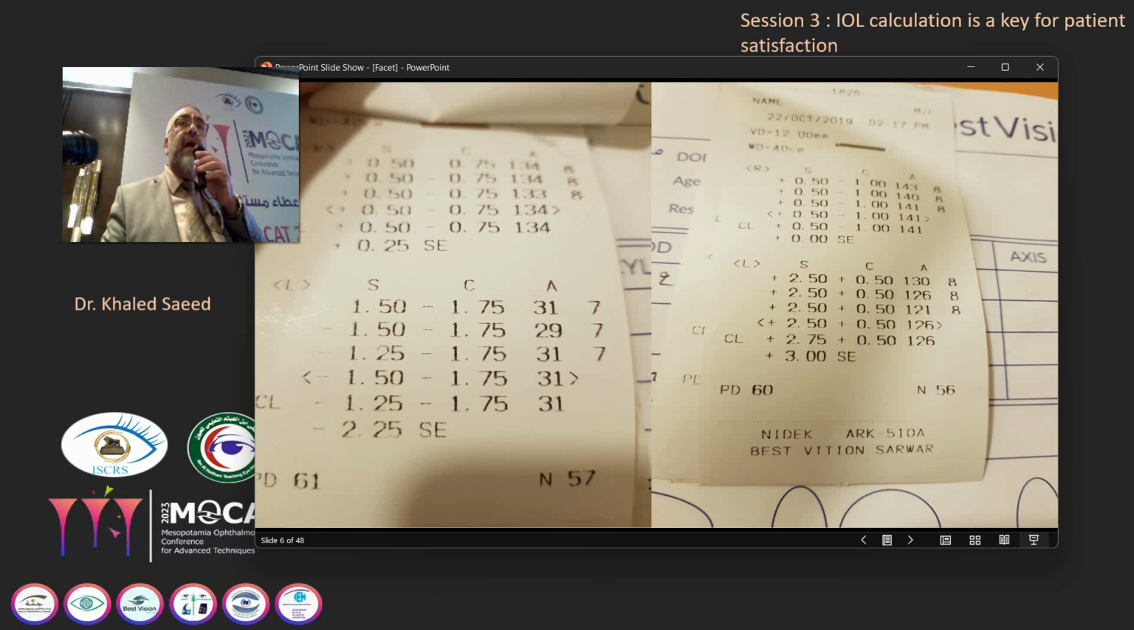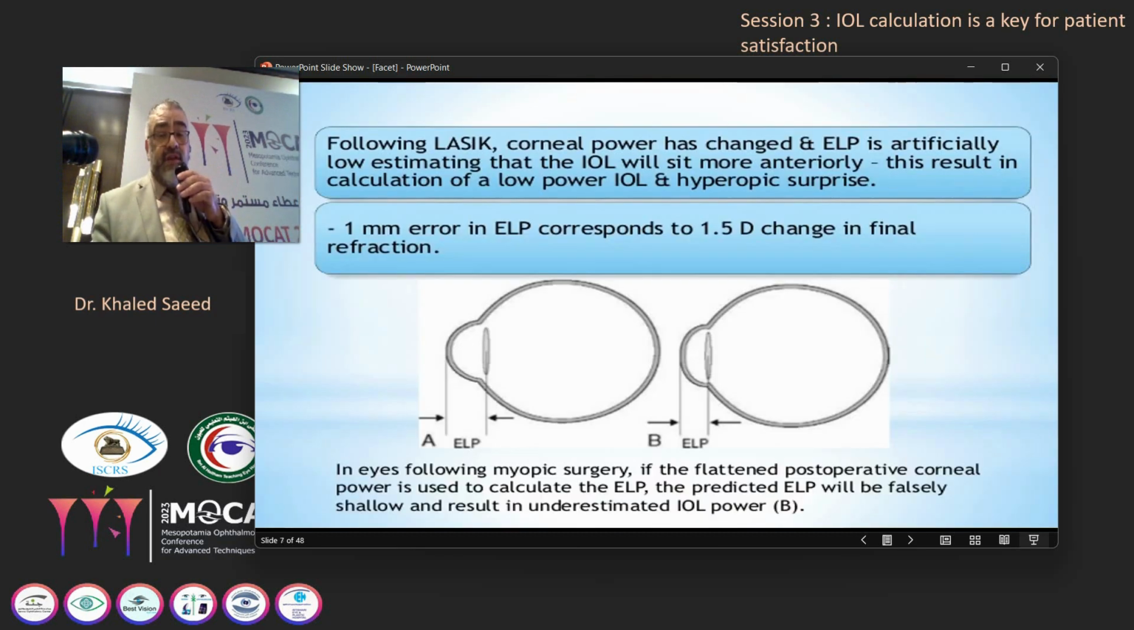What did the patient have? Patient satisfaction. So my lecture is about the satisfaction of the patient. Will this patient be satisfied? Of course not. The patient changed from myopic to hypermetropic. He now needs glasses for near and glasses for far, so he's very unsatisfied. So what should we do with a post-refractive surgery patient for IOL calculation?